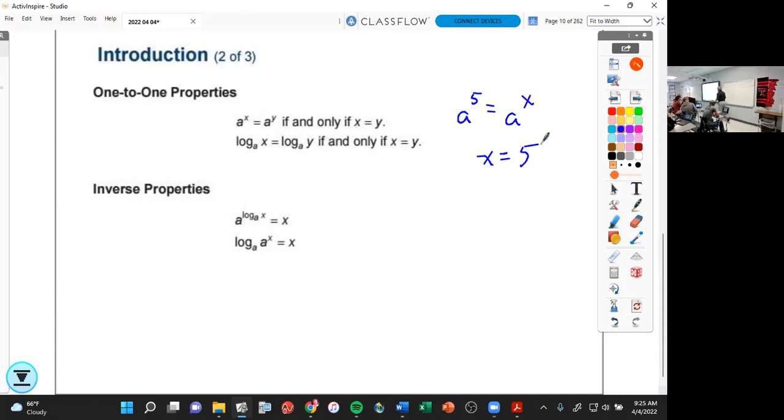The inverse properties. If I take a to a logarithmic power of x, basically what happens here is a to the log base a, you can kind of think of it as canceling. So a to the log of x base a is equal to x. Also, if I take log base a of a to the x power, basically what's going to happen is log base a of a cancels, giving x. And as we start doing problems, this will make more sense.